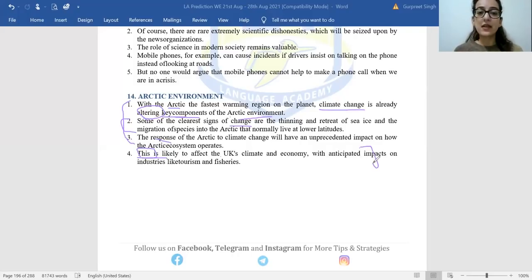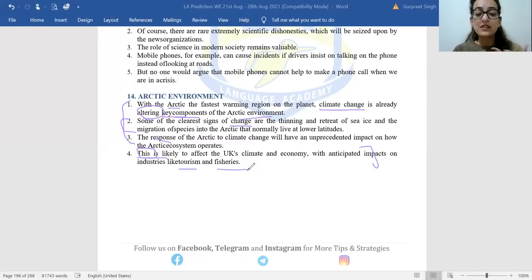So first, we said climate change is making changes. These are the examples of changes. In response to these changes, this will happen. And then, going on to the UK's climate and economy and saying that it will have an impact on tourism and fisheries, it's very, very narrow compared to discussing climate change as a whole.